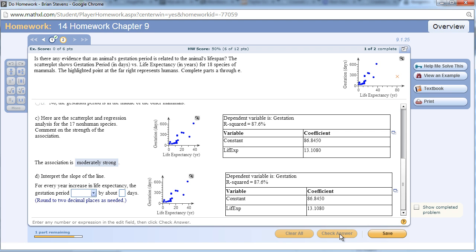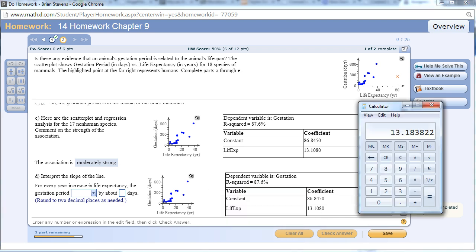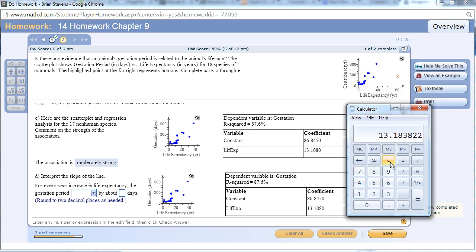Interpret the slope. Now, if you look over here, what we have going on is we have the slope and the intercept. And they give it to you in kind of a weird format. But you can test this out if you want. The constant is going to be the intercept, and the life expectancy is going to be the slope. And how do I know this? Well, let's plug in 40 right here real quick. So this is our B1 and this is our B0.